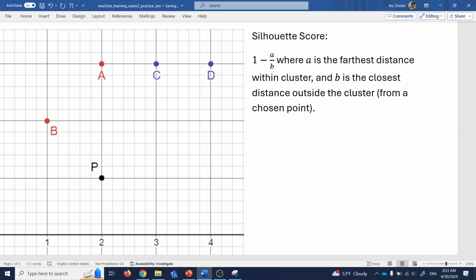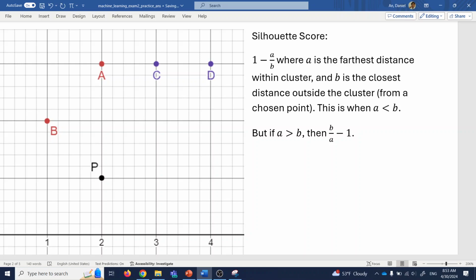Okay. Now, this is when A is less than B, which is what you would want if it's clustered well. But if A is bigger than B, then the silhouette score is computed as B over A minus 1. Okay. So that's how it's done.